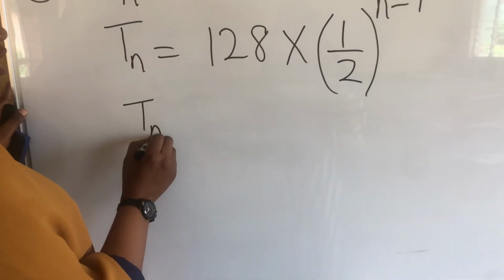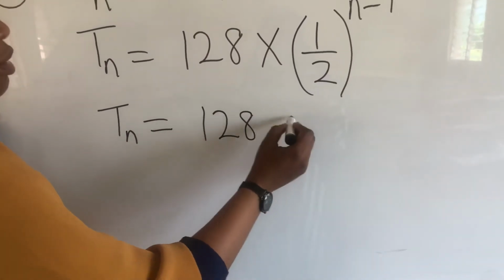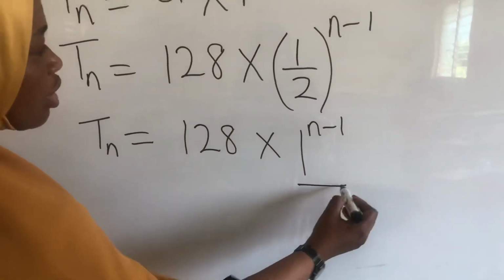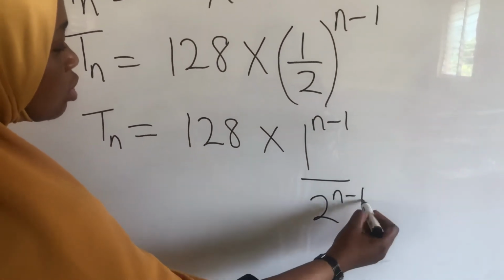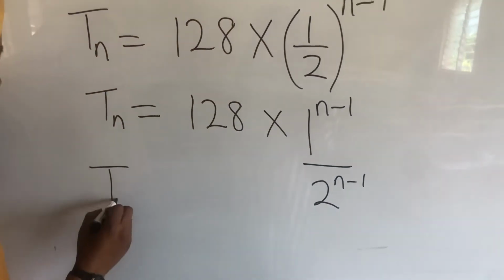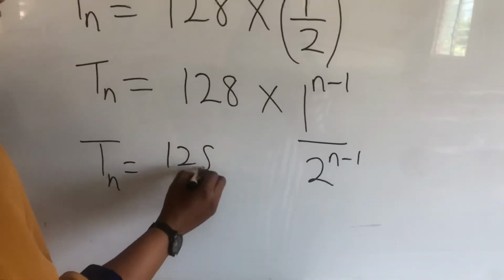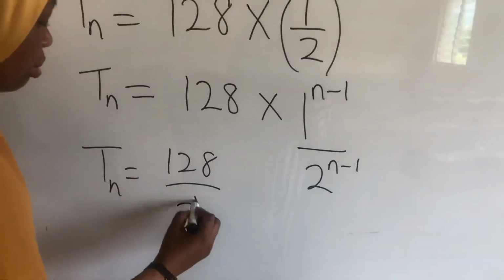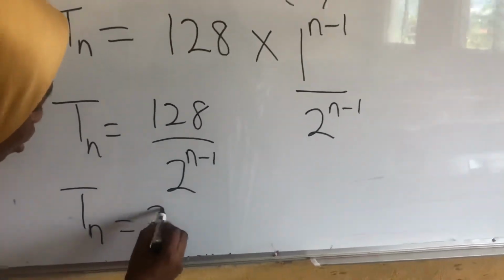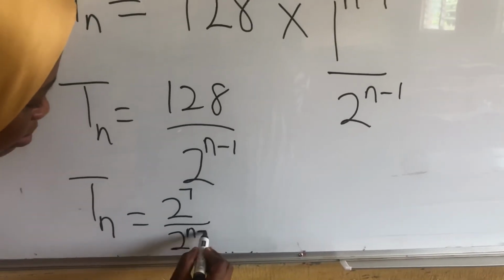So Tn, that is the nth term, will be equal to 128 multiplied by 1 raised to the power of n minus 1 over 2 raised to the power of n minus 1. And 1 raised to the power of anything will still give us 1. So the nth term will be equal to 128 times 1, 128 divided by 2 raised to the power of n minus 1. So the nth term will be equal to 2 raised to the power of 7 over 2 raised to the power of n minus 1.